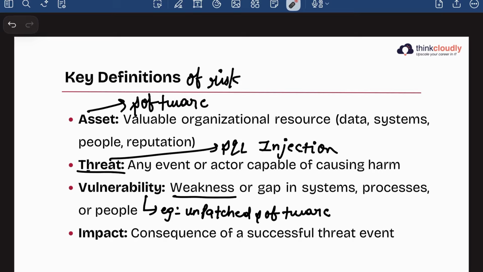Now imagine there is software which has vulnerabilities and there is no threat to it. What happens? No risk, right? So basically, they all are essential for risk. If there is no asset, there will be no risk. If there is no vulnerability, there will be no risk. If there is no threat, there will be no risk.